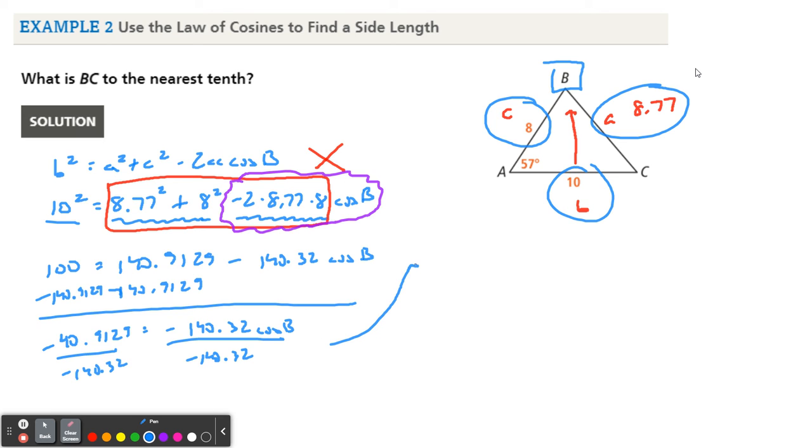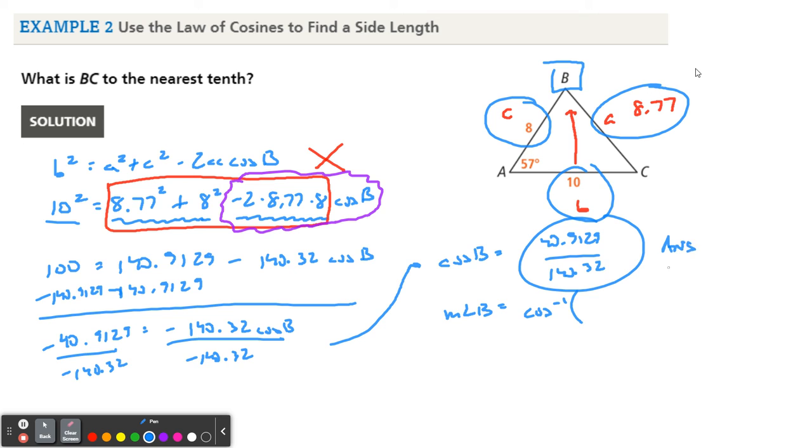So now I have that the cosine of B equals 40.9129 over 140.32. And now to get B outside of the cosine, we have to use the inverse cosine. To find the measure of angle B, we take the inverse cosine of this answer. So I'm going to plug that in and get that answer, and then I'm going to type it right in there. Okay? And I'm going to show you. 40.9129.